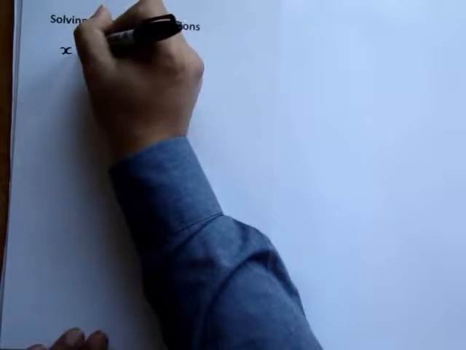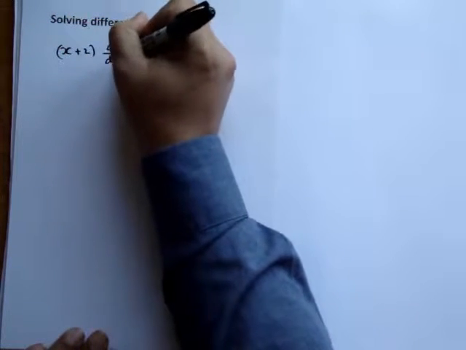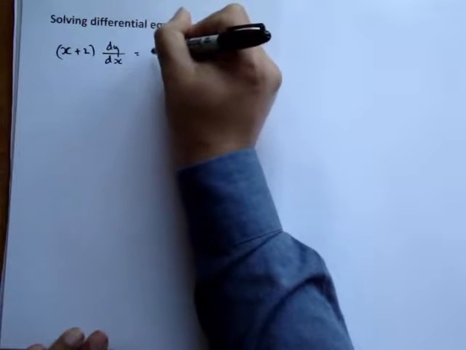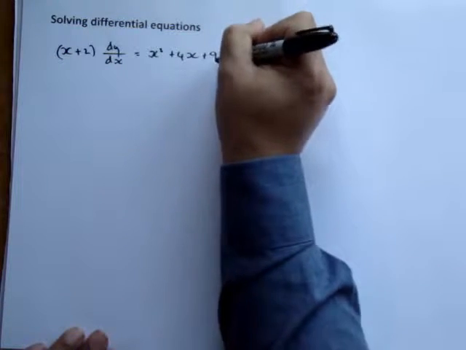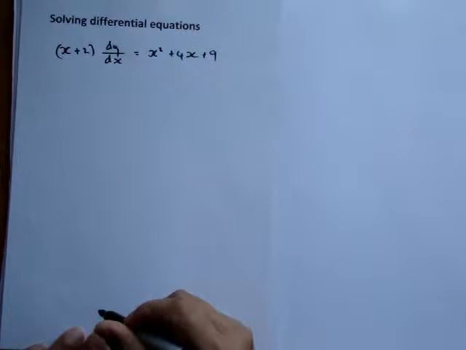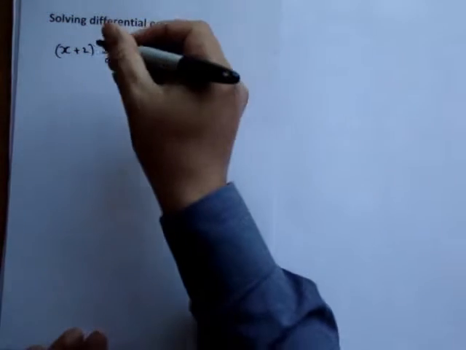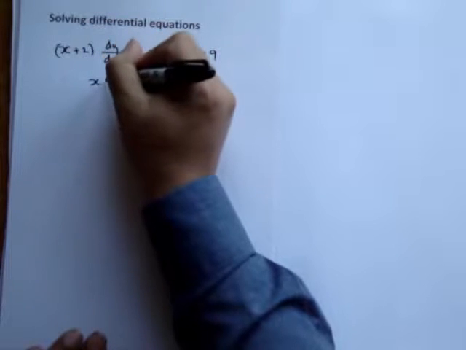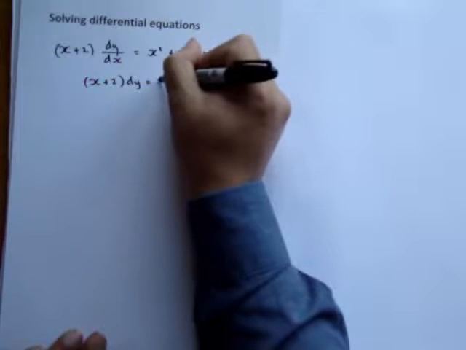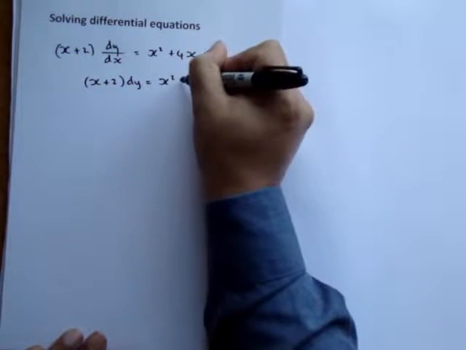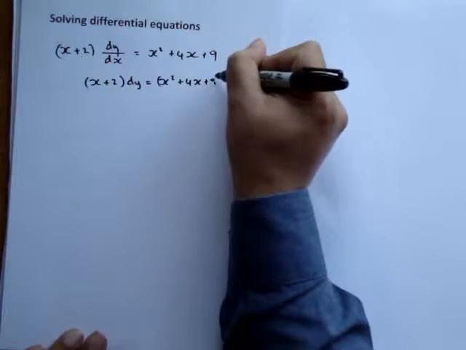x plus 2 dy by dx equals x squared plus 4x plus 9. So what do we do here? So this then becomes, on rearranging, x plus 2 dy equals x squared plus 4x plus 9 dx.